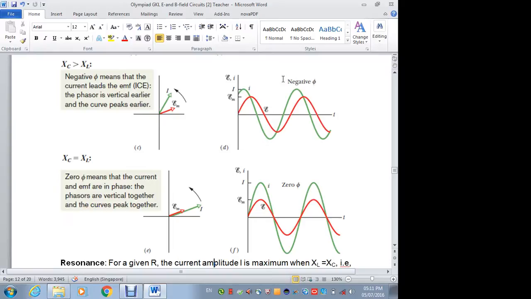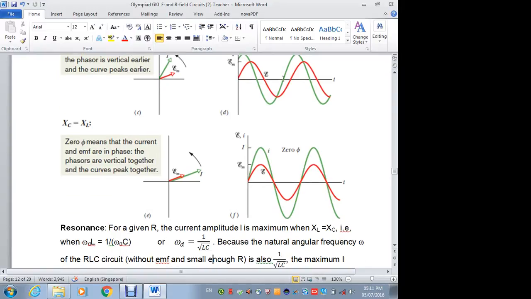So for a given value of R, you have resonance. Resonance is the term given that for a certain condition you have the maximum value or the maximum current amplitude. You will learn resonance in the part of oscillations where you have large amplitude oscillations. But electrically you also can have resonance. This is when XL equal to XC.